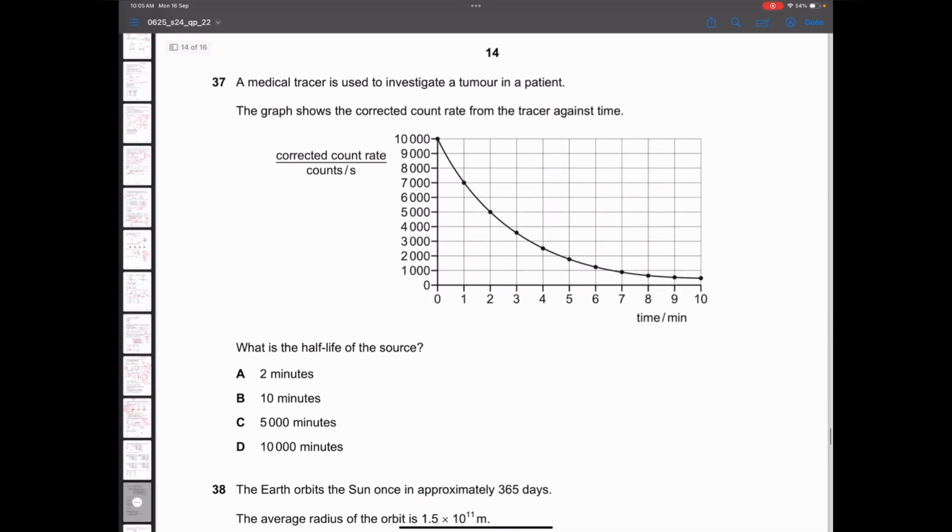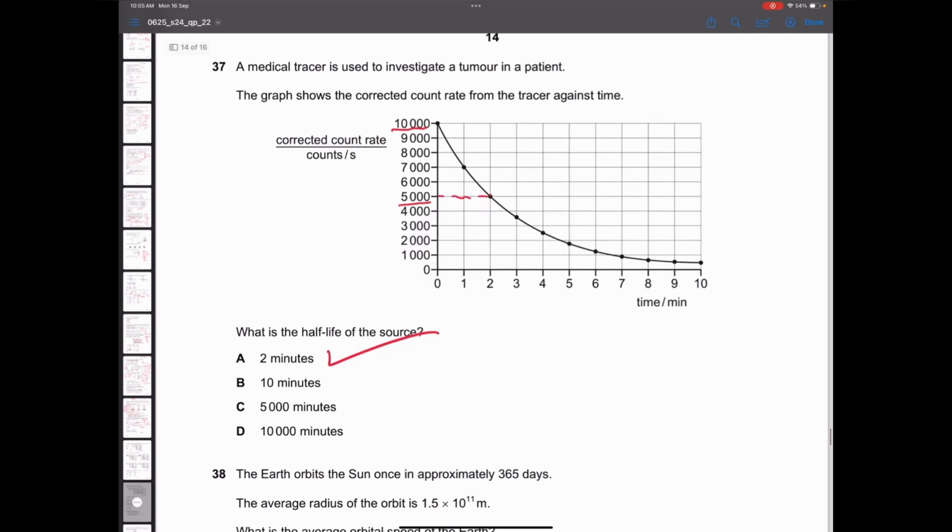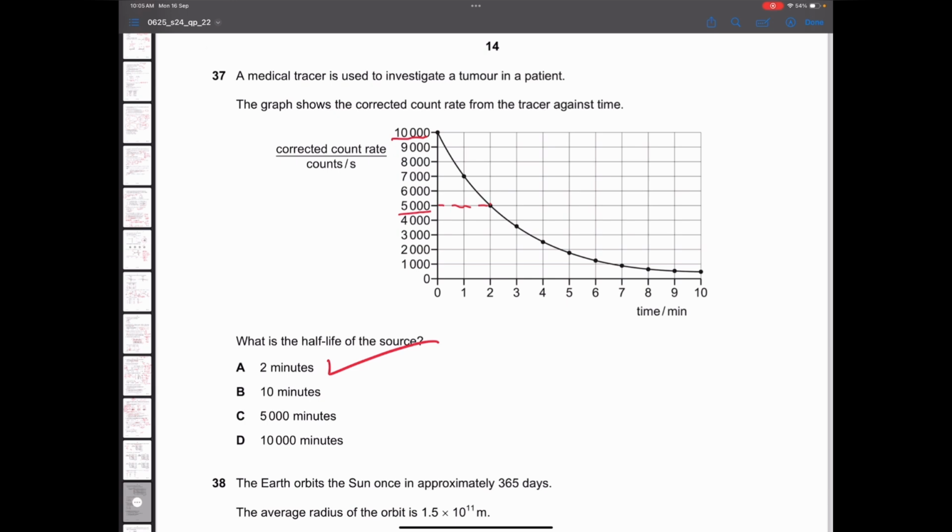Question number 37, they're asking about the half-life of the source. A medical tracer is used to investigate a tumor in a patient, fine. The graph shows the corrected count rate for the tracer against time, okay. What is the half-life? See, the initial count is 10,000. How much time does it take to halve? That is 5,000. How much time is it taking to go from 10,000 to 5,000? According to me, it is taking around 2 minutes. So the answer will be 2 minutes. Then if they ask you about the second half-life, it is from 5,000 to 2,500. The time taken during this duration will be the time taken.